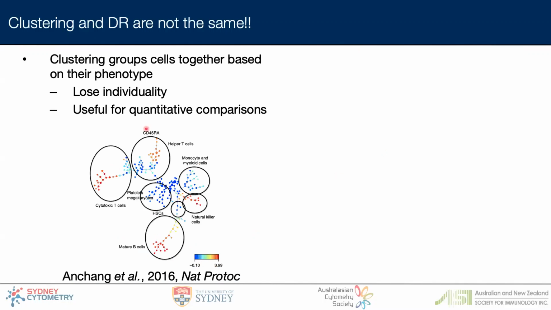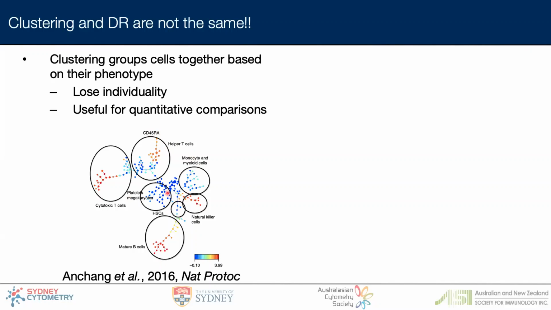So this is just an example of a SPADE plot. On this plot, each dot represents a cluster of cells. So each dot has a number of cells within it. And so what you can do is, if you had these plots for two different groups, you can directly compare the number of cells within that cluster, and then you can immediately compare between groups to see whether it changes or not.